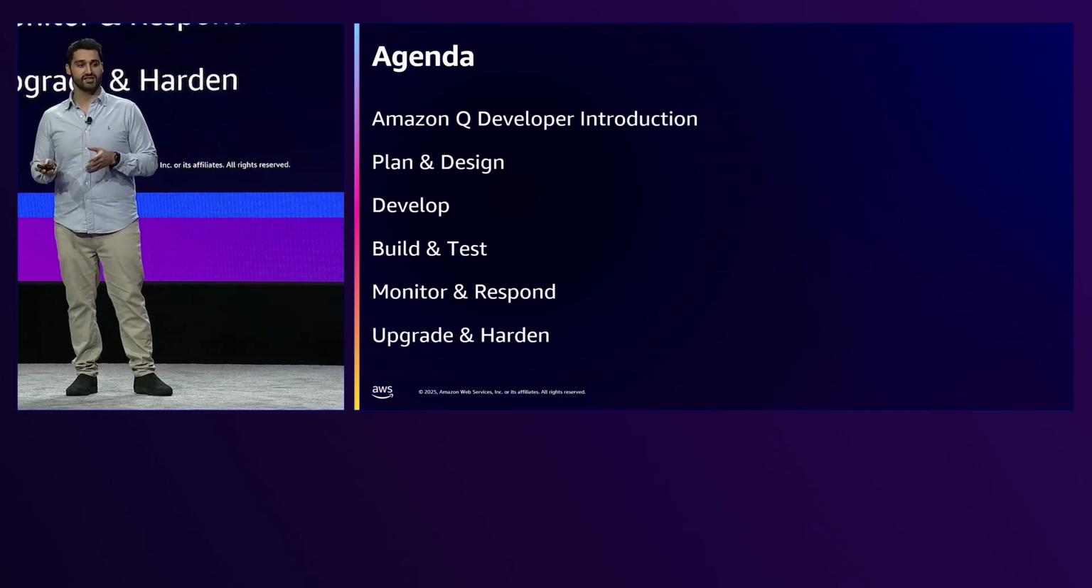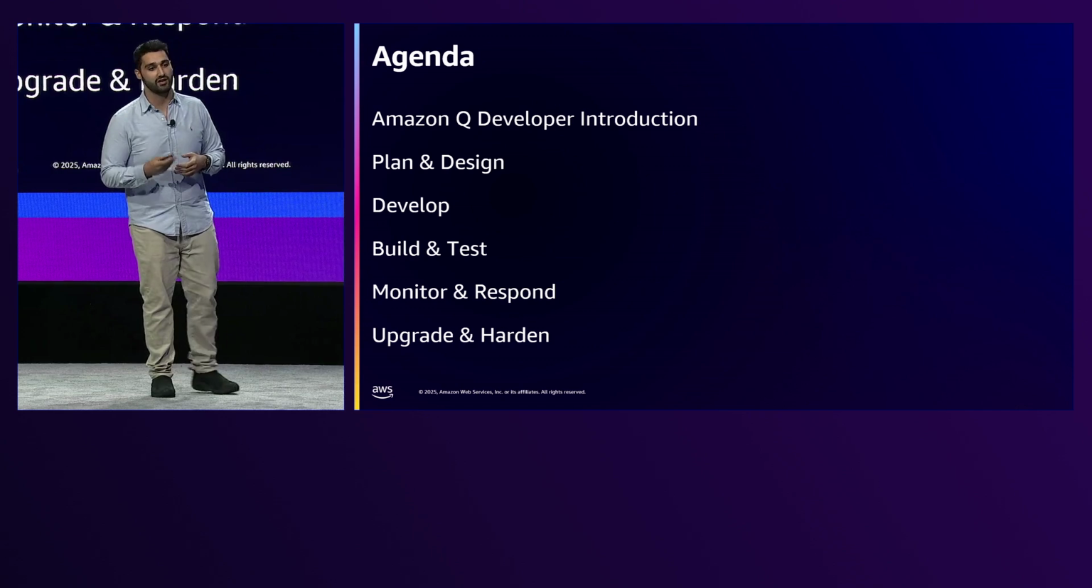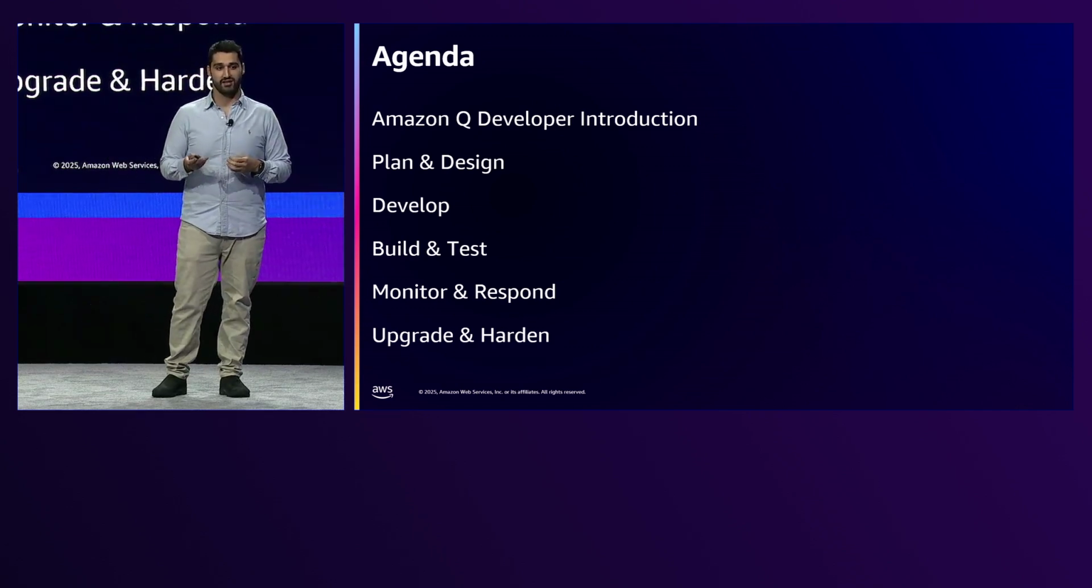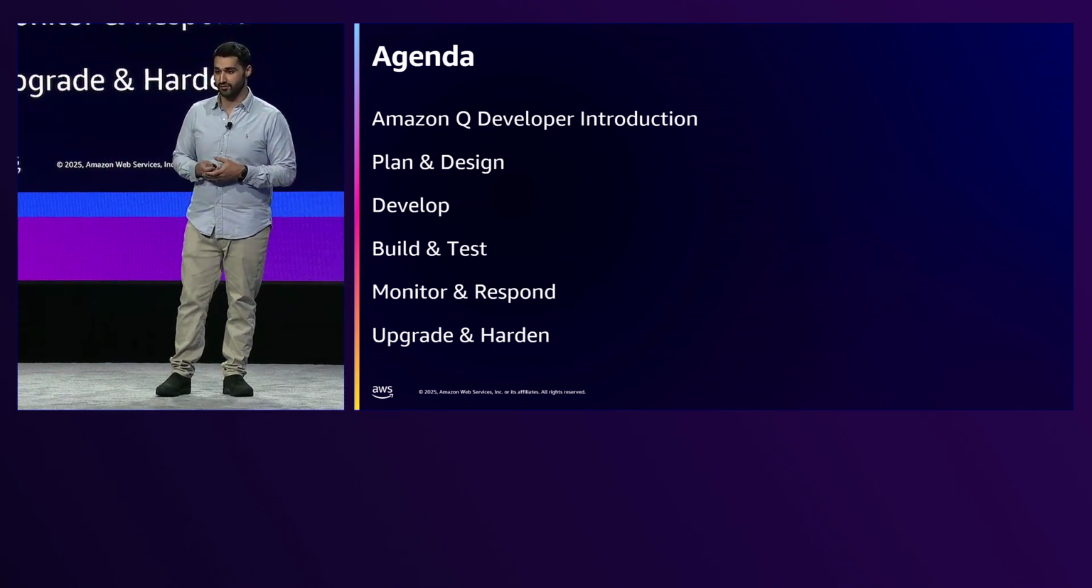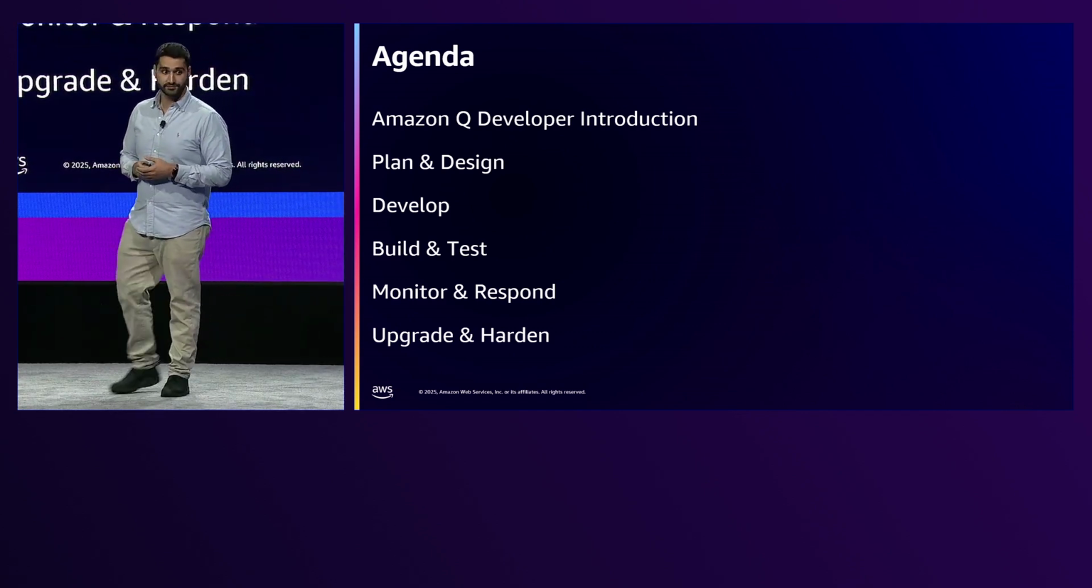Then we're going to discuss the develop phase. Brian is going to show you how Amazon Q Developer can work alongside of your developers to write a more secure code, to be more productive, to understand your code better, to generate documentation and unit testing.